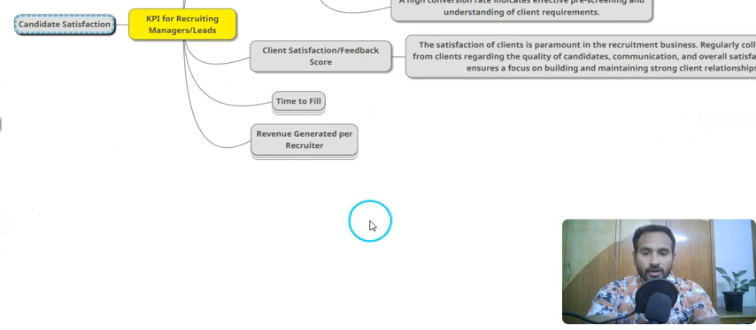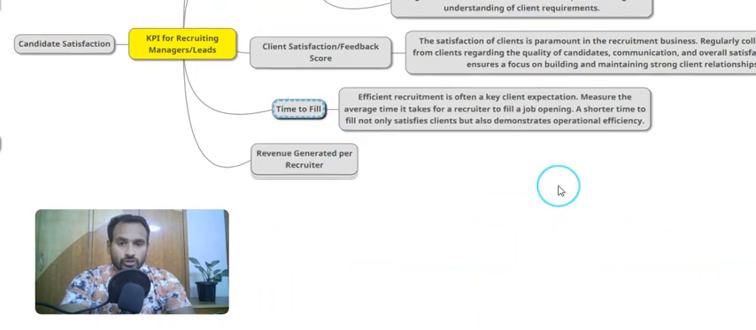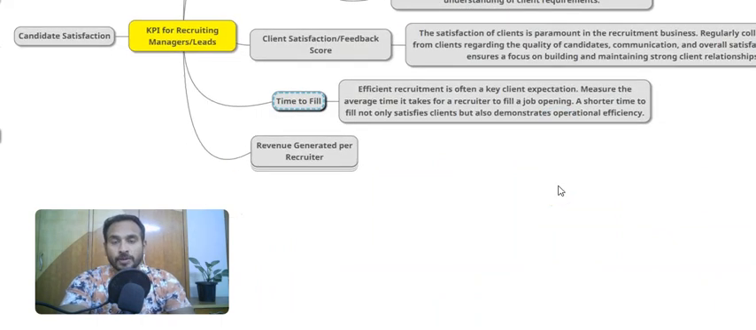Very good. Now you can get into time to fill. What is this? It is called turnaround time, right? So turnaround time we generally have for submissions, and this can be for placements, right? Efficient recruitment is often a key client expectation. It measures the average time it takes, meaning from your submission to the confirmation, for a recruiter to fill a job opening.